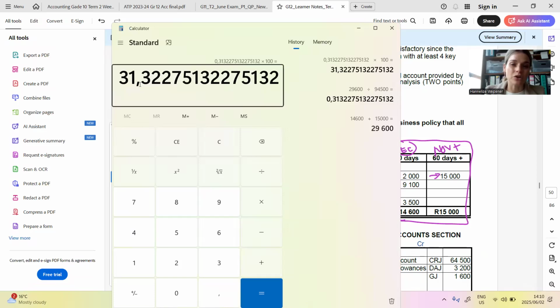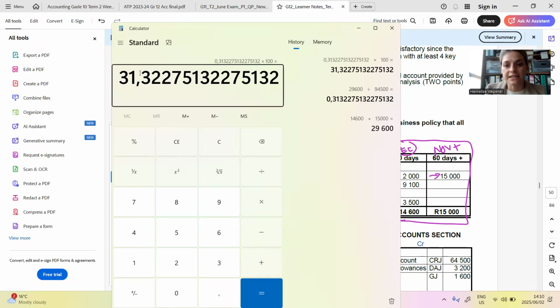So 31.3% of your debtors are overdue. That is not good at all. You do not want to be in a position where you have to write off at a later stage 31% of your debtors book, because there goes your profit.